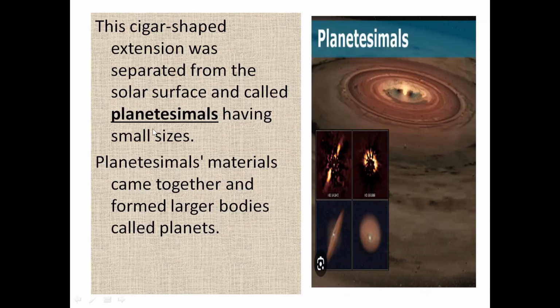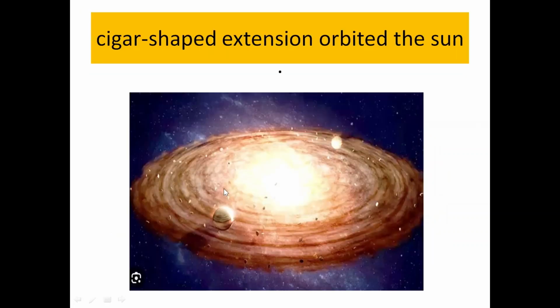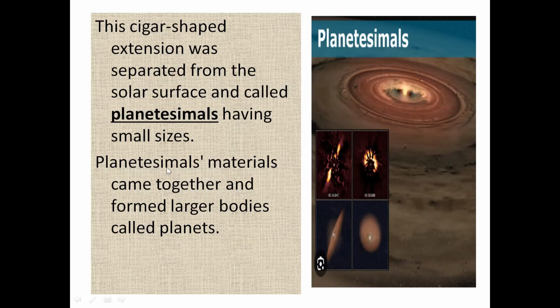So if I ask you what are planetesimals, the cigar shaped extension that was separated from the solar surface is called planetesimals, which have small sizes. We have already seen the cigar shaped material which got extended or separated from the youthful sun, and they are very small, smaller in size, and they are known as the planetesimal. Later on, these many planetesimals came together or combined to form a larger body, which was later known as the planets.